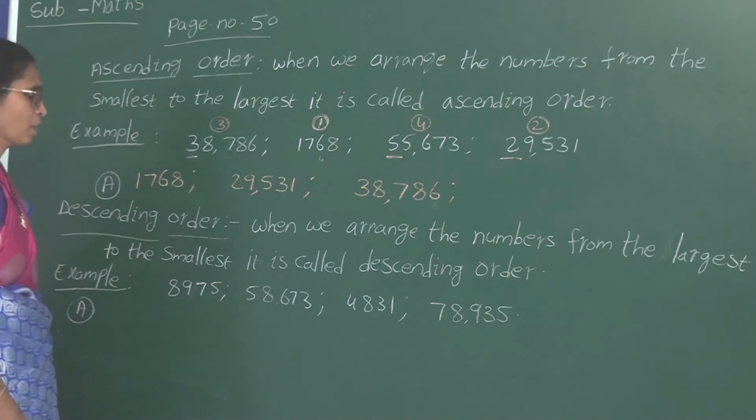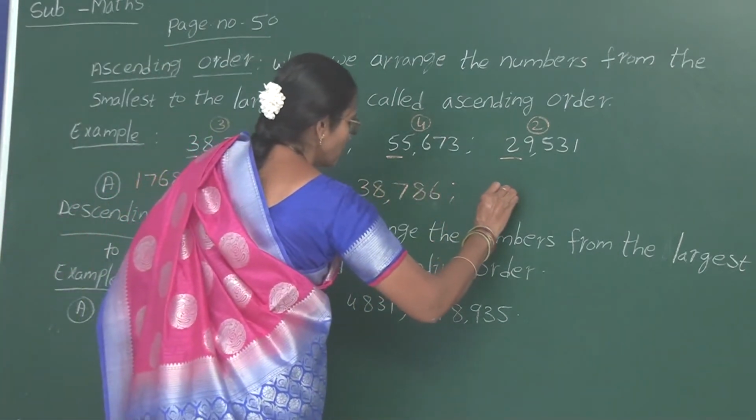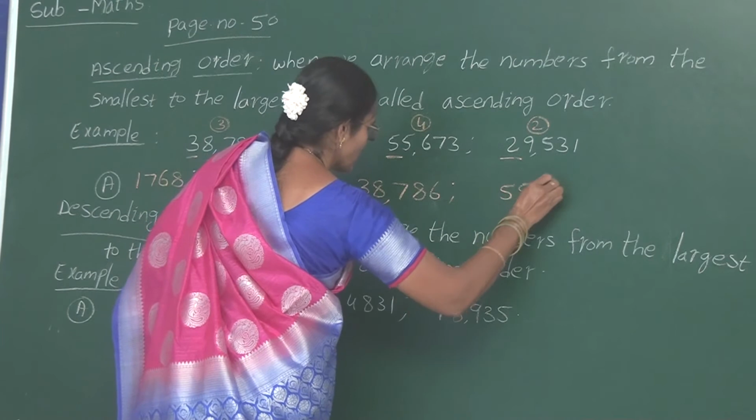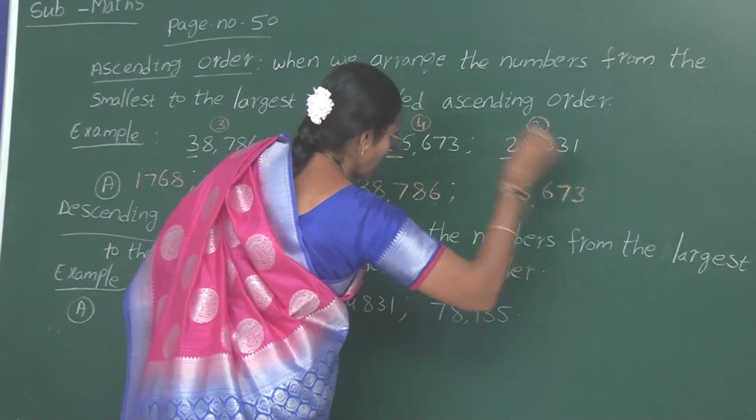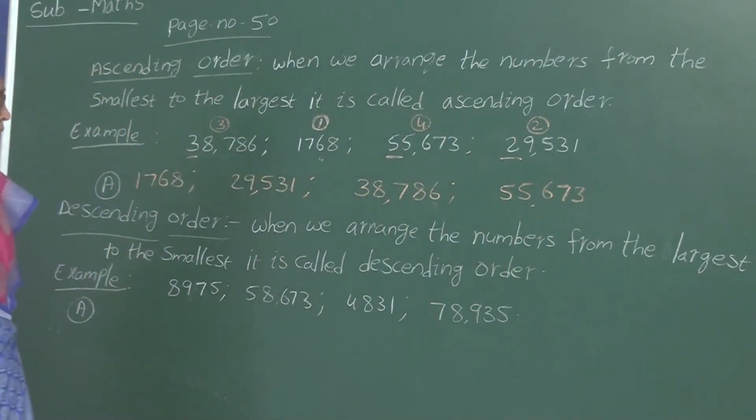38,786 is the third place. And the last place, 55,673. Are you able to understand?